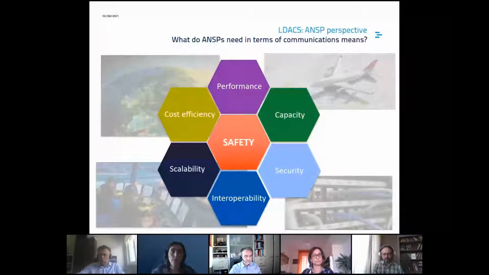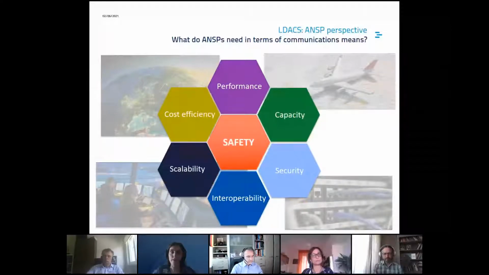To provide those services, we need to have the appropriate communication means. So, taking in mind that safety is our priority, there are other aspects that are of paramount importance for us. For example, performance. We must ensure a specific performance that guarantees that the services are being provided with the required quality. We can talk about availability, integrity, reliability. Also, our communication means has to be ready to support these new services. We are referring to capacity.